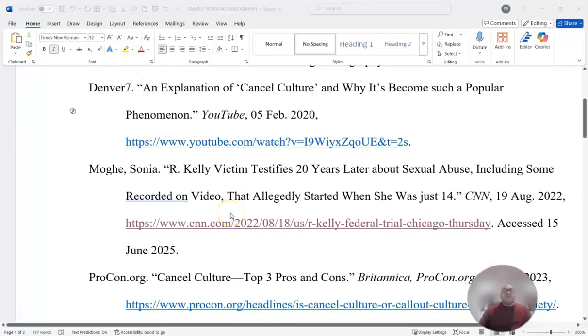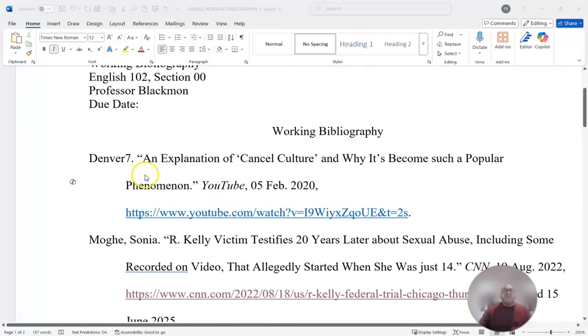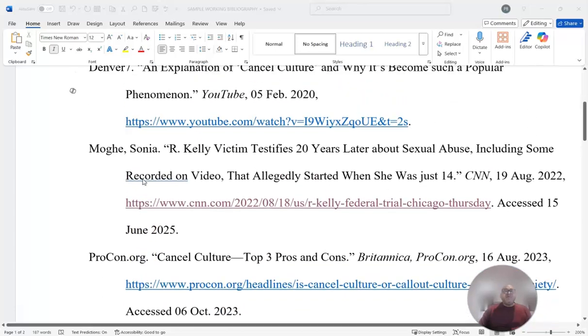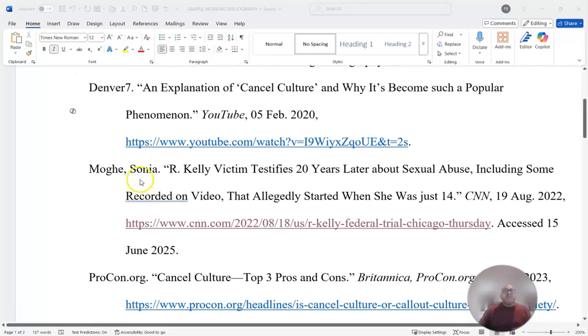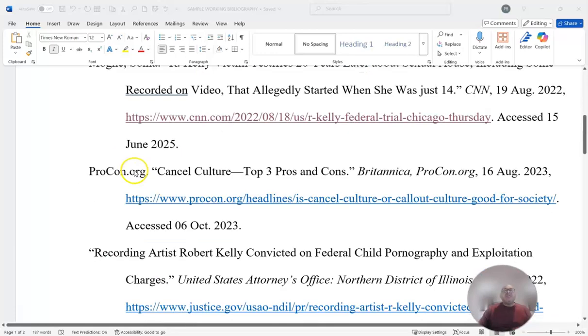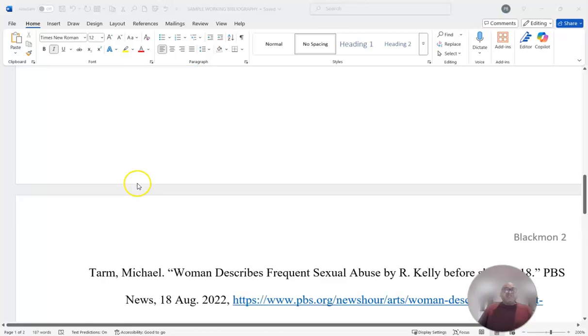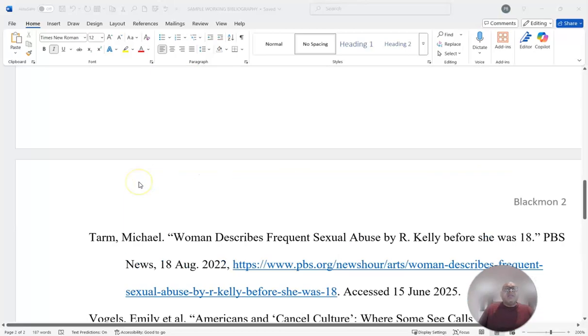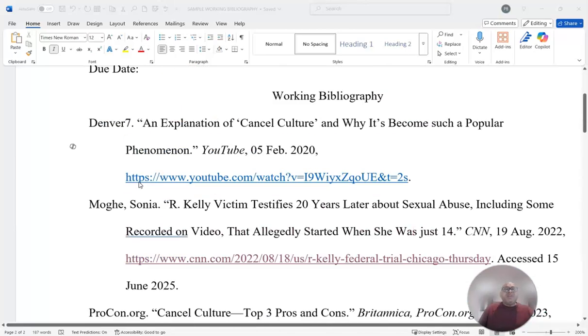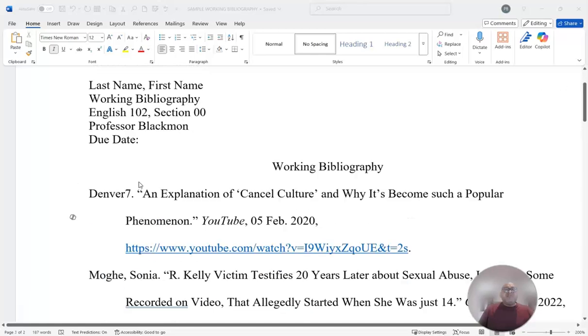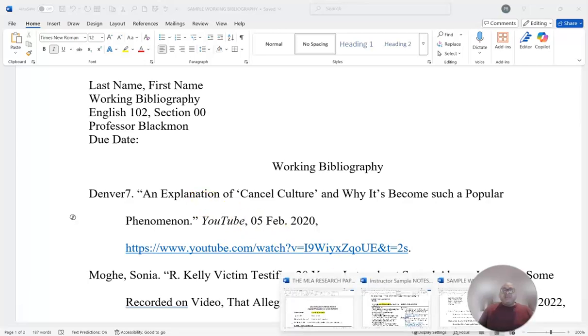You should have submitted your working bibliography to me. Your sources should be in alphabetical order. They should have a hanging indentation. Your assignment for the working bibliography should look just like mine, so that when we get ready to take the notes, all we have to do is pull from the working bibliography. So on Blackboard, I've placed two handouts.